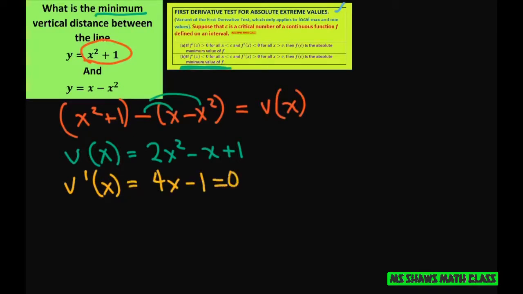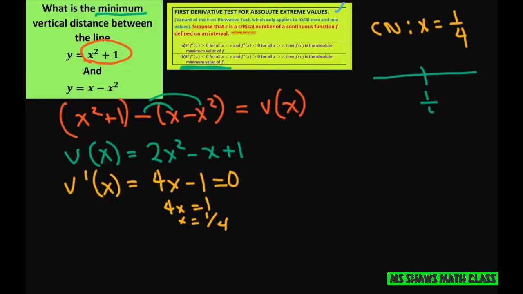Set it to 0 to find your critical number. So you add the 1, you get 4x equals 1, and so x is 1/4. The critical number is x equals 1/4. Now we're looking at a number line: what's going on when x is less than 1/4, and what's going on when x is greater than 1/4.